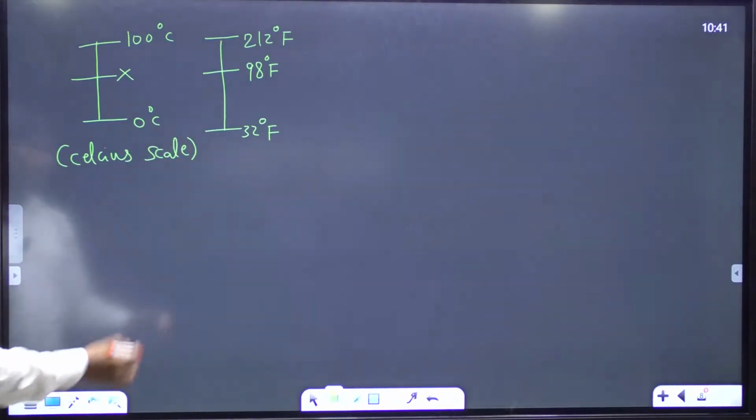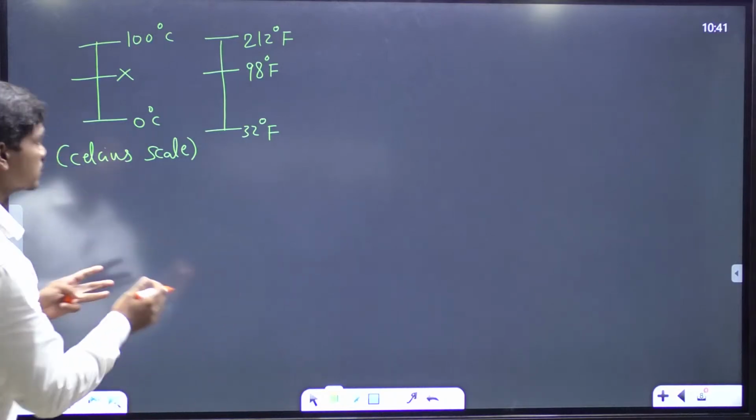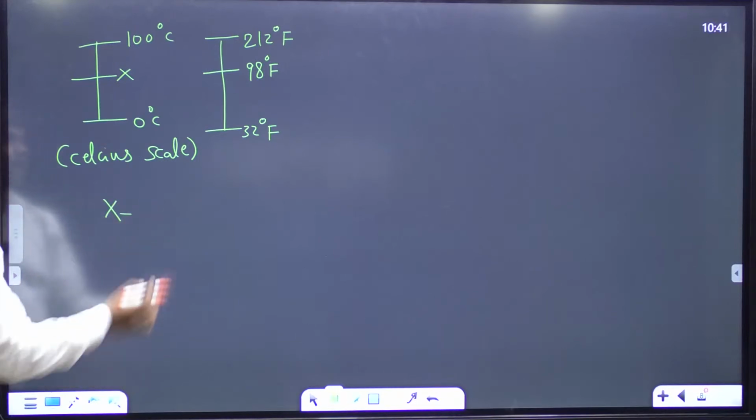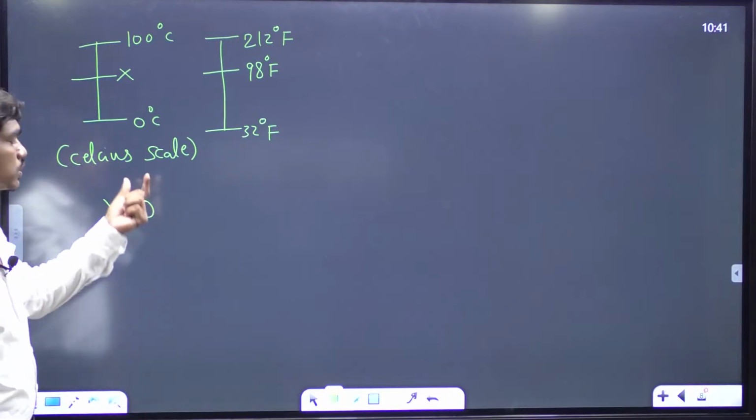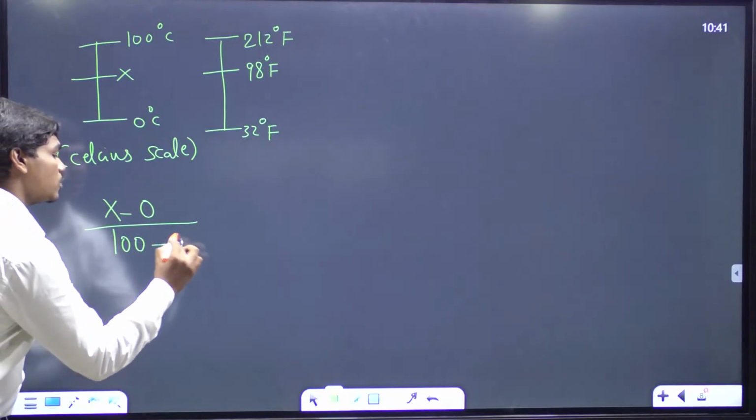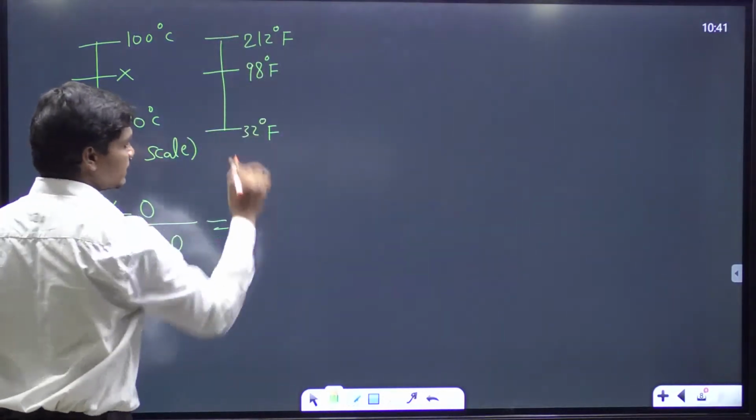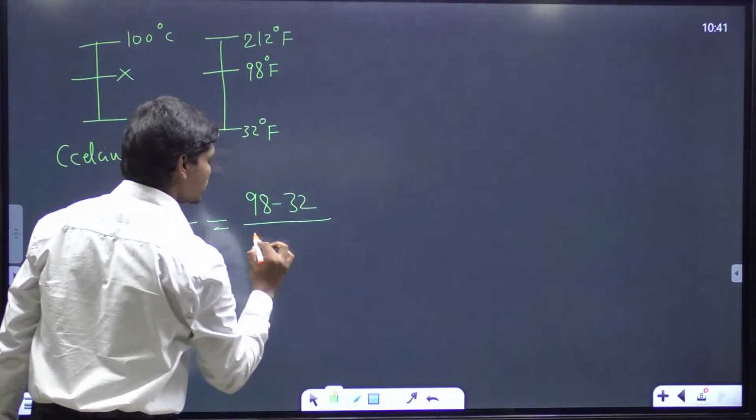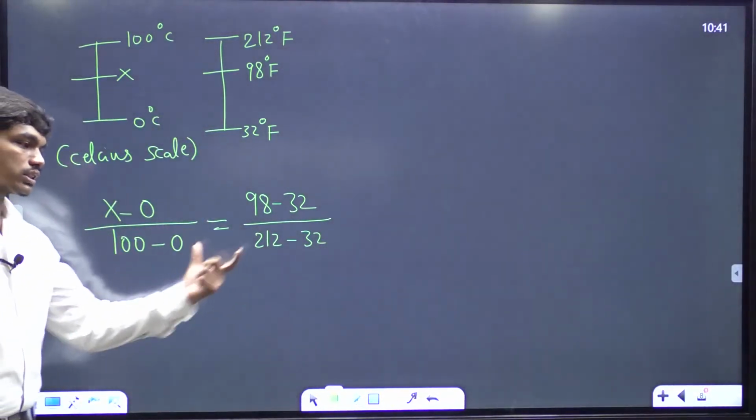See, X minus ice point divided by steam point minus ice point should be constant for all the scales that you consider at a time, correct? So X is the reading here, so X minus, what is the ice point of the Celsius scale? 0, correct? Because ice point is 0 degrees Celsius, so X minus 0 divided by steam point minus ice point, which is 100 minus 0. This should be the same as the value when evaluated using the Fahrenheit scale. Here the reading is 98 minus ice point, which is 32, divided by steam point minus ice point, correct? So this quantity for all scales should remain the same.